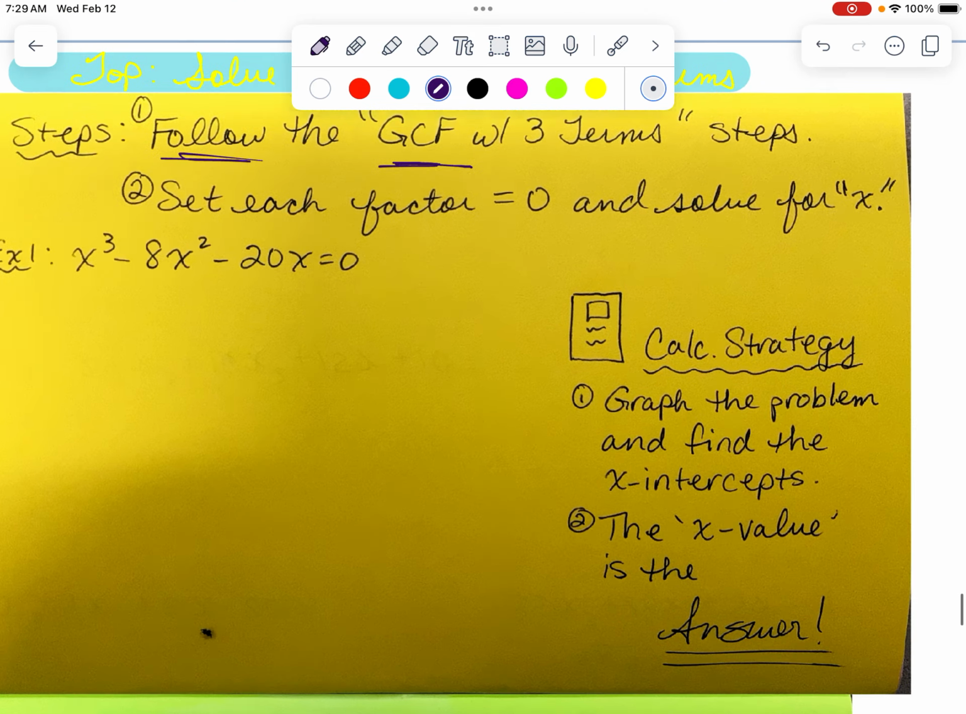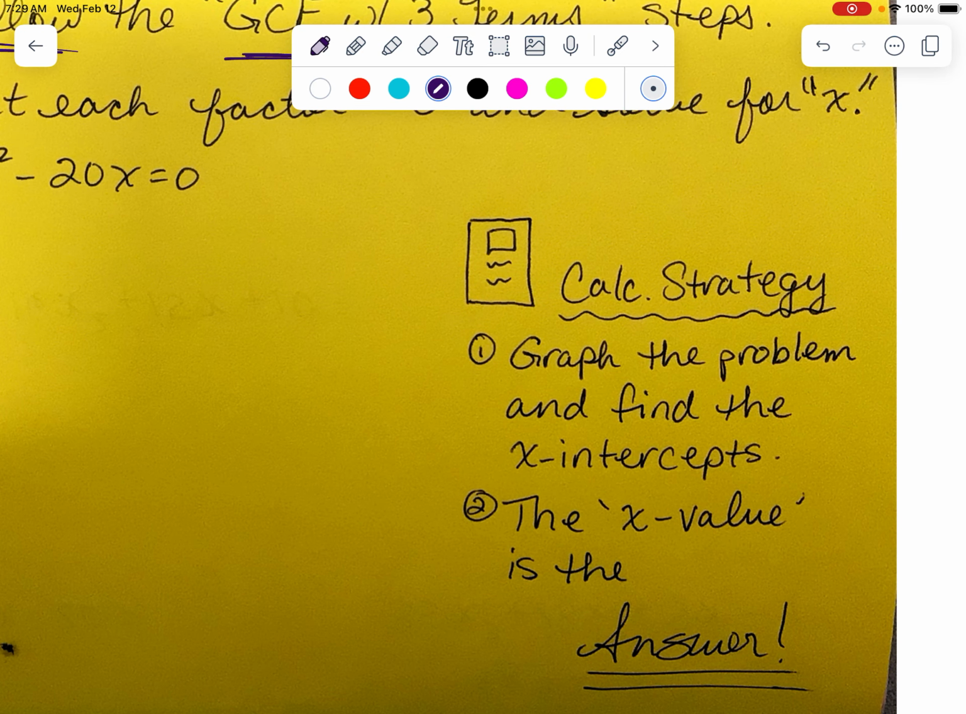Now there is a calculator strategy. The calculator strategy is you just simply graph the problem and you're going to find the x-intercepts, and we're going to look for the x value of the x-intercept. So we're going to look for this guy right here. Whenever you graph this and you find this number right here, which is the x value of the coordinate or the x-intercept, that is going to be your answer.